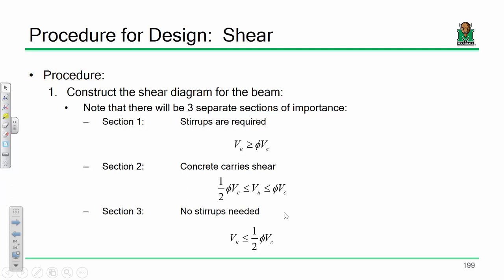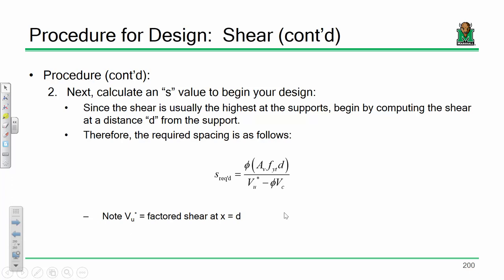Okay, so we're going to construct the shear diagram, and then what we're going to do is we're going to calculate the required S to begin your design. So we're going to begin our design, and you'll see when we first start going through this, we're actually going to have a few different designs that we produce, and as we produce these designs, they get better and better and better. And so you'll see how that works.